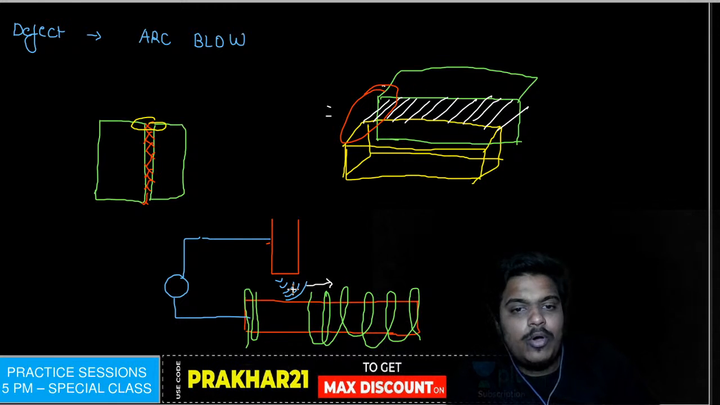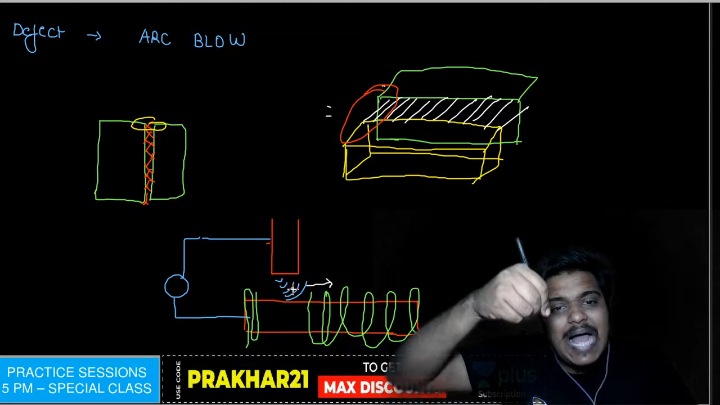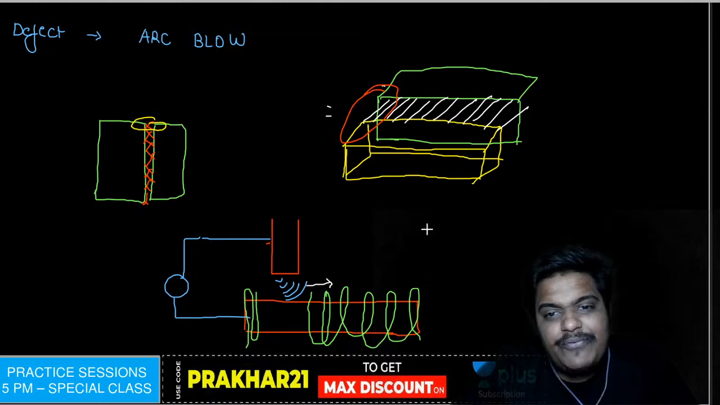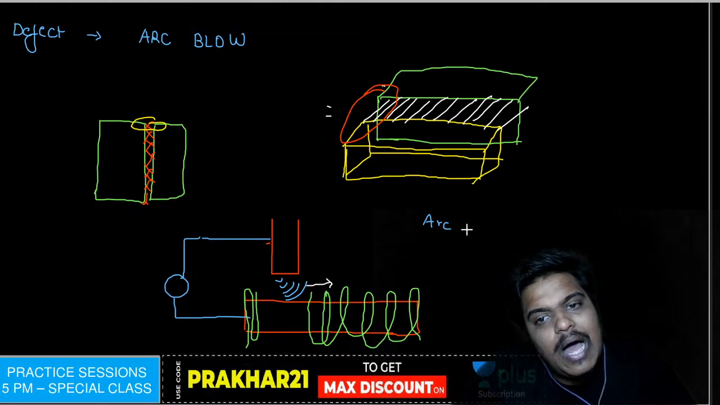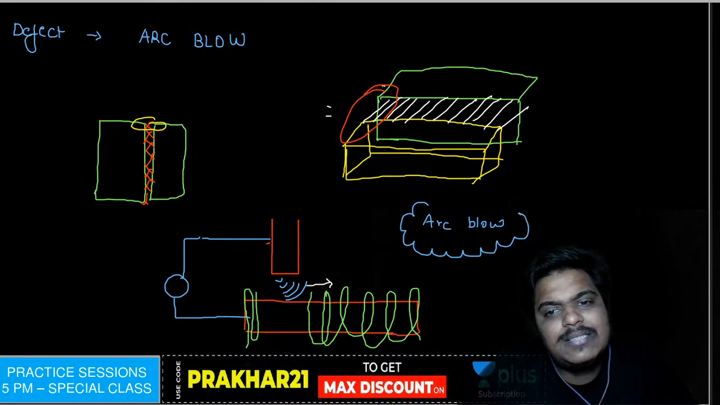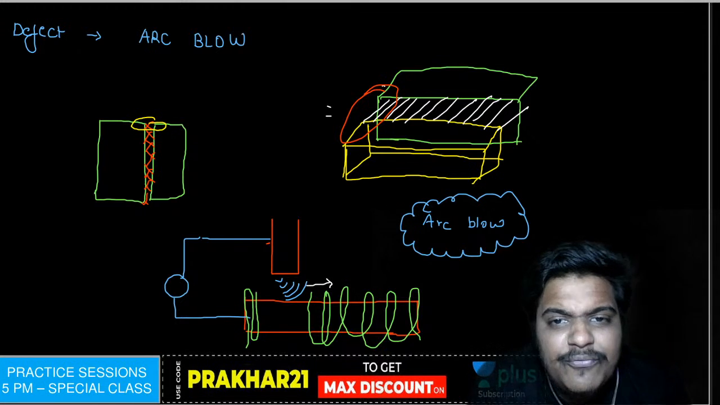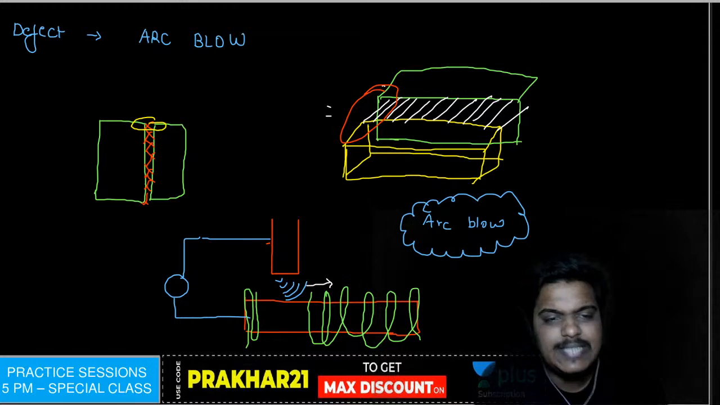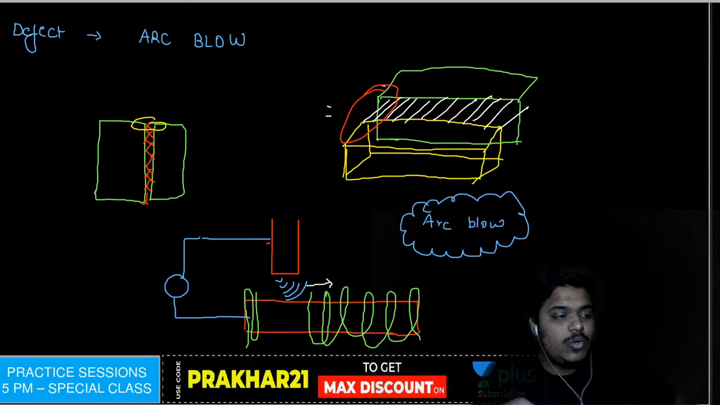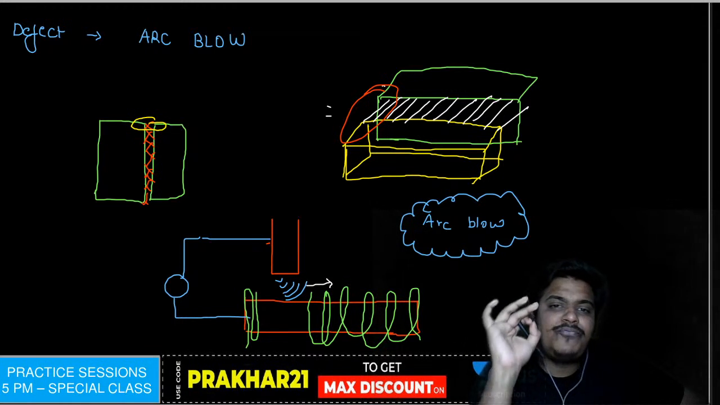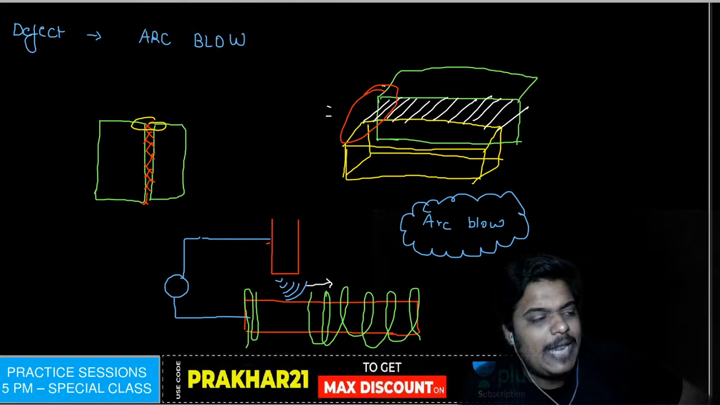Now suppose this arc should be straight. This defect is known as arc blow. Please write it down. When the fixed polarity power source is applied, please note down, this is important.